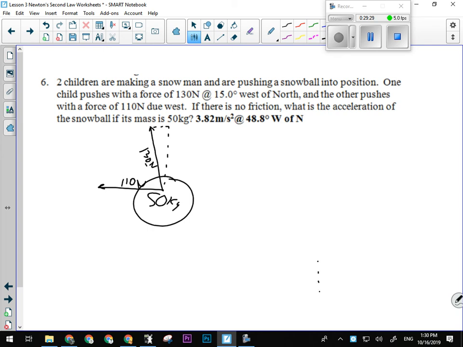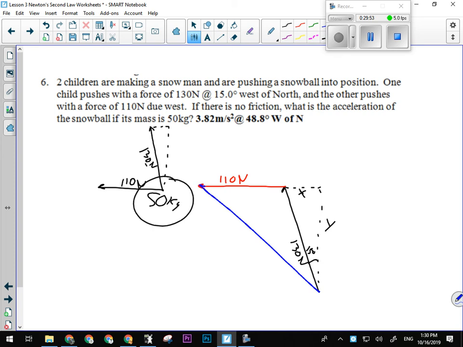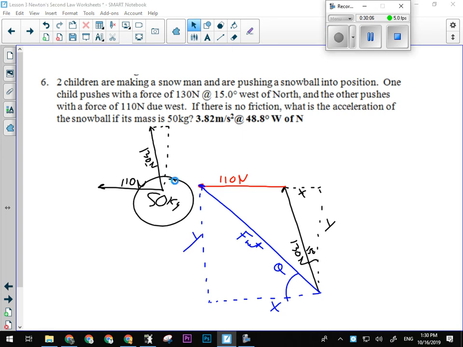So I'll have my 130 newton force. It's got an x component, a y component. It's 15 degrees, and it's 130 newtons. My other force is 110 newtons due west. My net force then looks like that. Okay, I'll give you some time on that one.